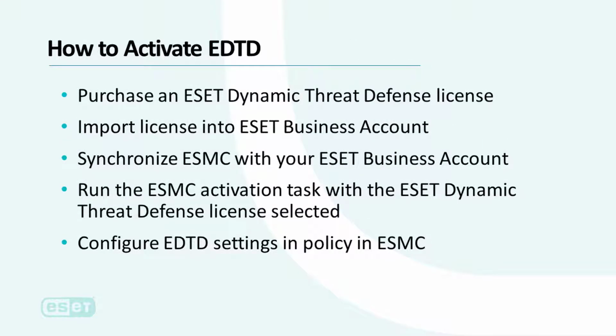In order to activate ESET Dynamic Threat Defense, you will first need to purchase an ESET Dynamic Threat Defense license. Once purchased, this license needs to be imported into your ESET business account, which will then need to be synchronized with your ESET Management Console. Once the ESET Dynamic Threat Defense license appears in the License Management section of your ESET Management Console, you will then need to run a product activation task against the machines that you would like to activate with ESET Dynamic Threat Defense. Once the activation is complete, you can then configure the associated ESET Dynamic Threat Defense settings through policy in your ESET Management Console.